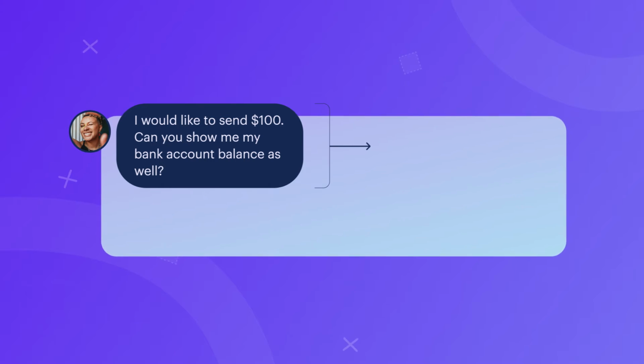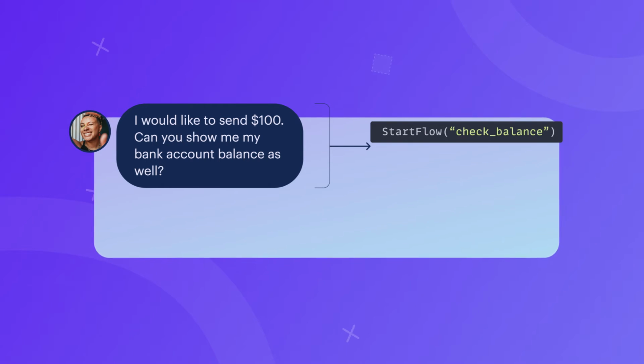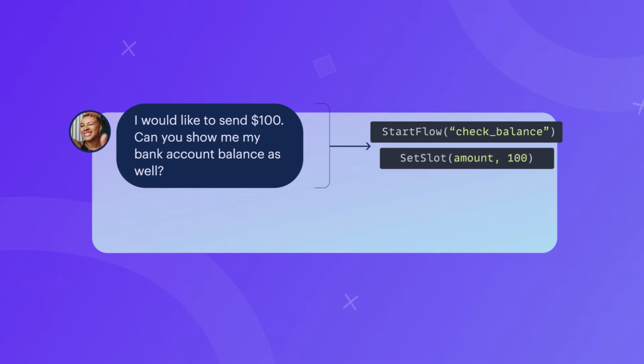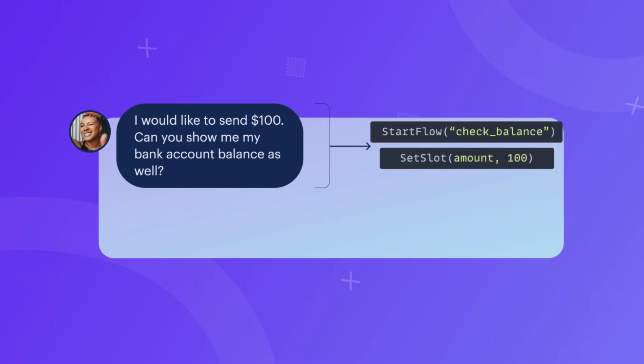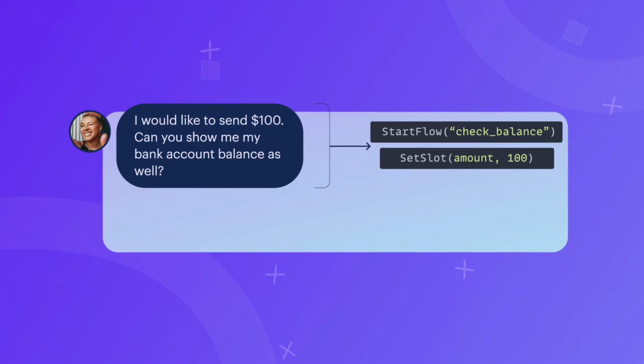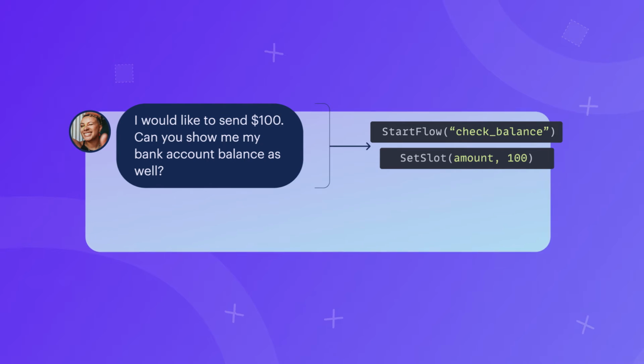Or it might be a set of commands. For example, setting a slot and starting a flow. Just like in the example shown here, where the user would like to send $100 and they would like to see their account balance. As a result, an assistant will set a slot, amount of money, with a value of 100 and start a flow, check balance.